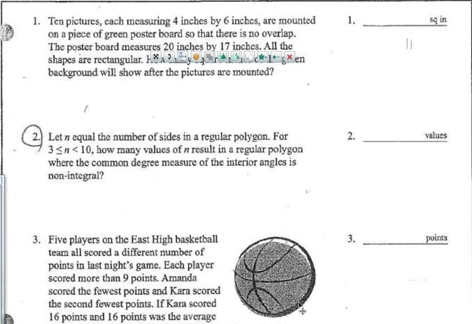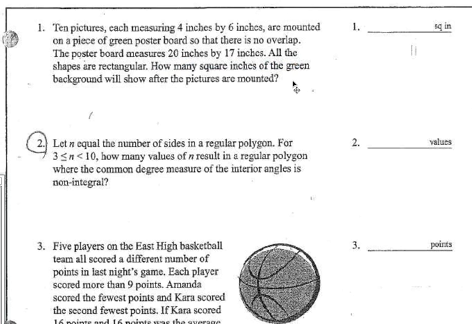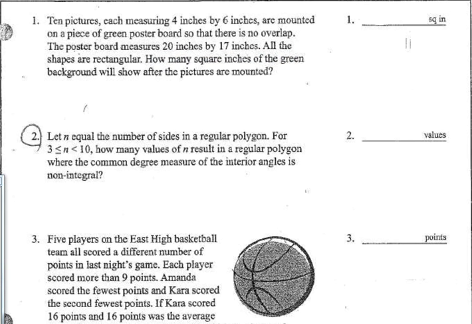All right, number 1. 10 pictures are placed, each measuring 4 by 6. So if I have a 4 by 6, that's 24, and I have 10, so that is a total area of 240. And we're not going to have any overlap. And the poster board is 20 by 17, and 20 by 17 is 340, and the difference between these two is 100.